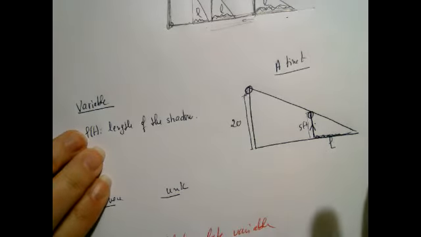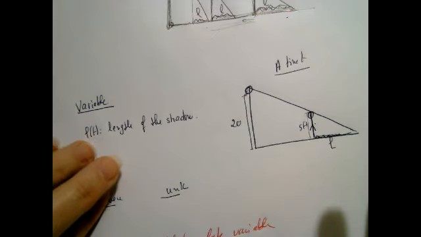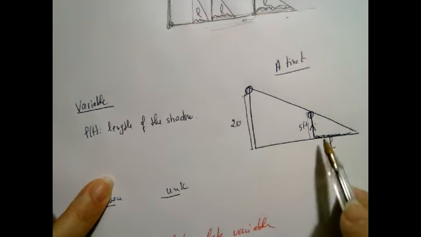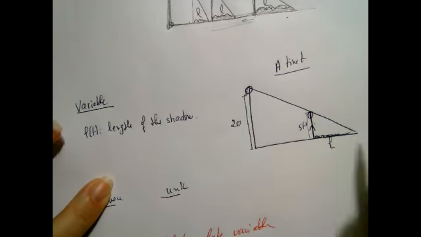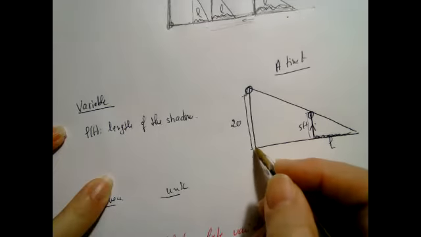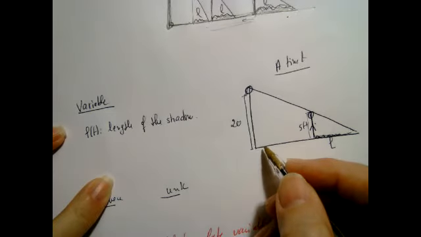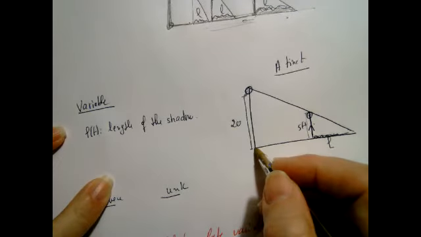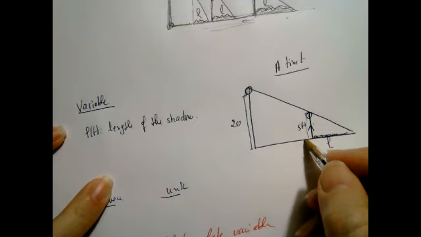The distance of the woman. Exactly. The distance from here to here. This woman is moving, so her distance is changing. As her distance changes, the length of her shadow changes.